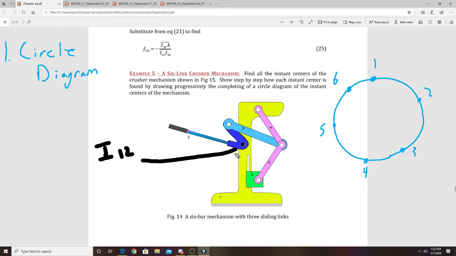I'll probably get rid of these long arrows eventually, but now, similarly, we can find the next one. So I'll go ahead and fill this one in. I23 would be located where? It would be located right here, because this is the connection between this piece, which is link 2, with this piece, which is link 3. So similarly, do the same thing. So I23. And then you connect that line down. So far, so good, I hope.